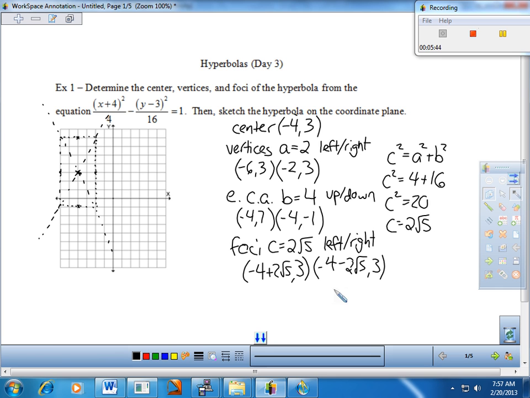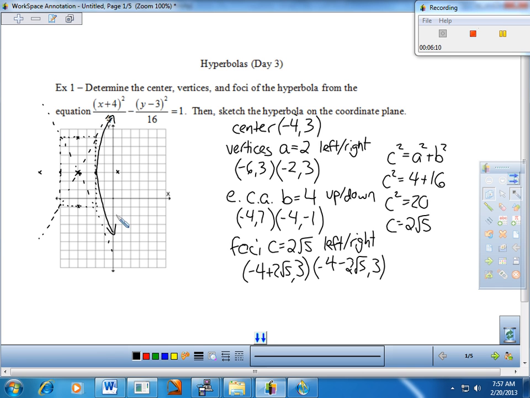So root 20 is in between 4 and 5 units there, so I'll go ahead and just count it out as best I can. 1, 2, 3, 4, and then probably somewhere right in there. Same thing, 1, 2, 3, 4, and then somewhere maybe right in there, give or take. Sounds great. I think we're ready for our sketch. Hope you are as well. And I'm going to go ahead and put that in just kind of like that.